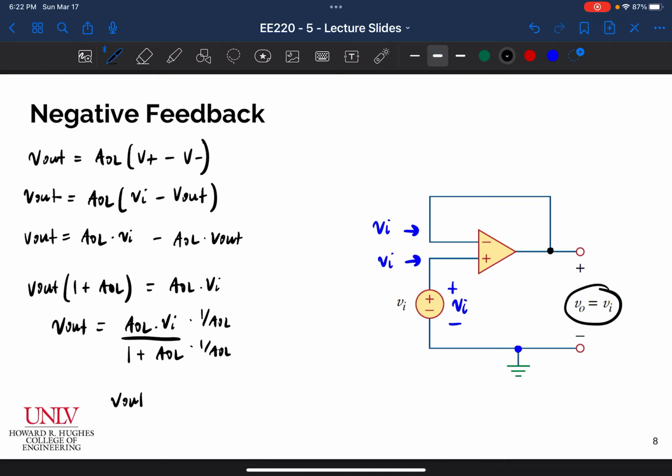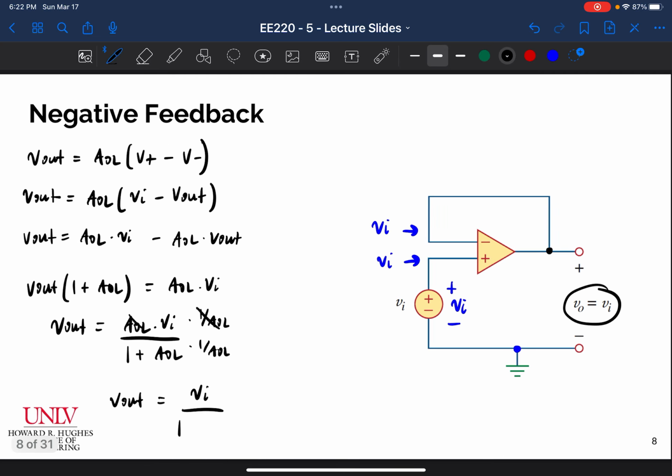And I get that V out. So here this AOL and this AOL cancel. And then in the denominator, I get an AOL and an AOL that give me a 1, and then I just get a 1 over AOL. And that's what I'm left with, this equation right here. And so you can see that in such a circuit, this is the ideal case where I'm assuming that my inputs are equal, right? V in at the plus terminal, V in at the minus terminal. And what I get is that my output is equal to my input.